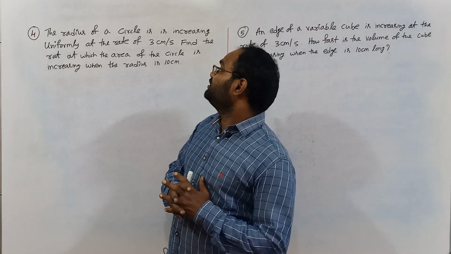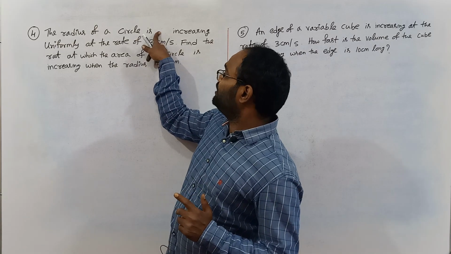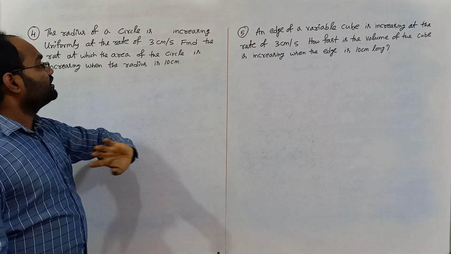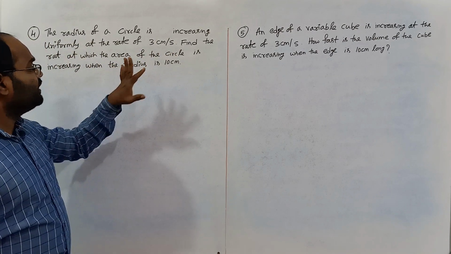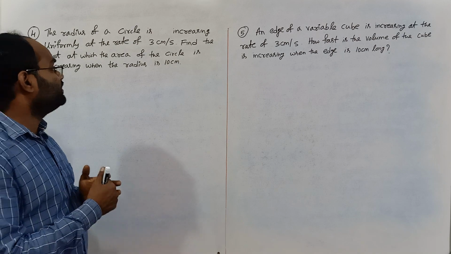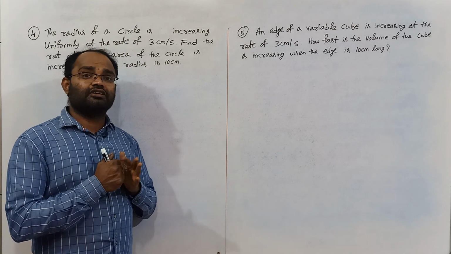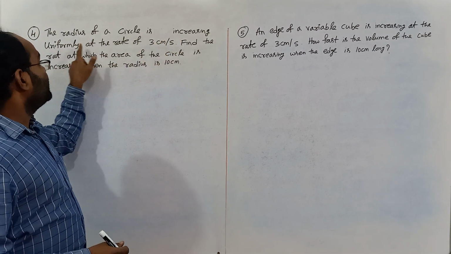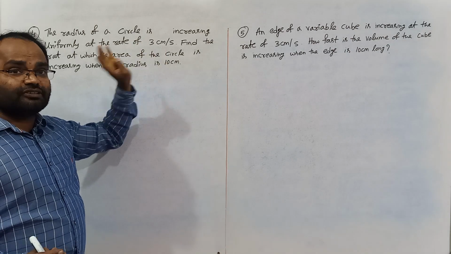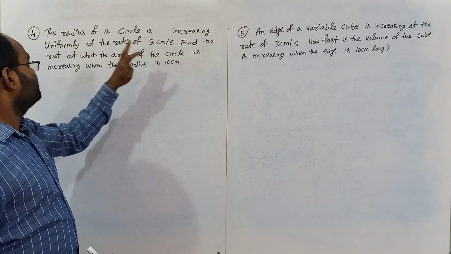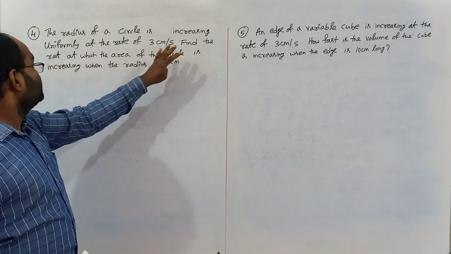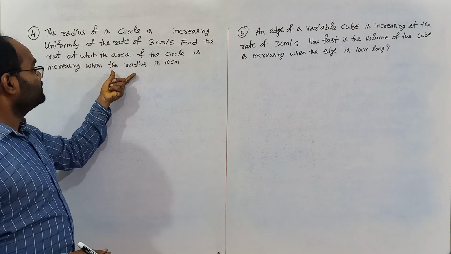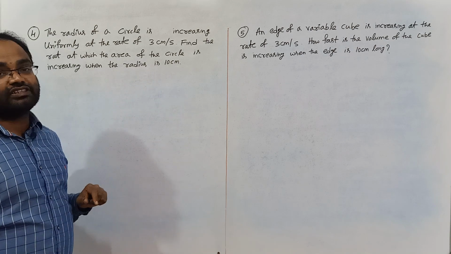Next, the radius of a circle is increasing uniformly at the rate of 3 centimeter per second. Find the rate at which the area of the circle is increasing when the radius is 10 centimeter. Very simple. So radius is increasing at the rate of, that means it is with respect to time. And find the rate at which the area of the circle is increasing when the radius is 10 centimeter.